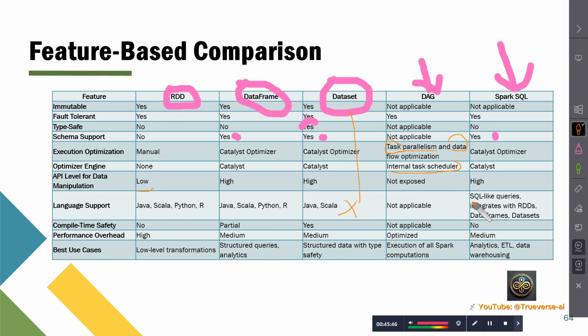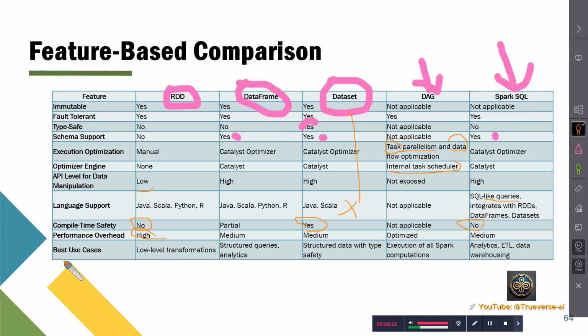Using SQL-like queries, it simply integrates with the RDD and data frame. Compile time safety, this is no, but this is partial, and this is good. This doesn't need it. So for data set and Spark SQL, there would be great performance overhead. This is high, here is medium, but this one manages graphs very well.